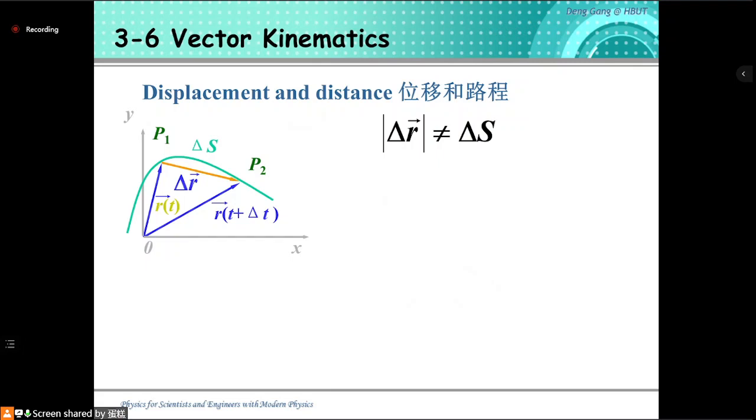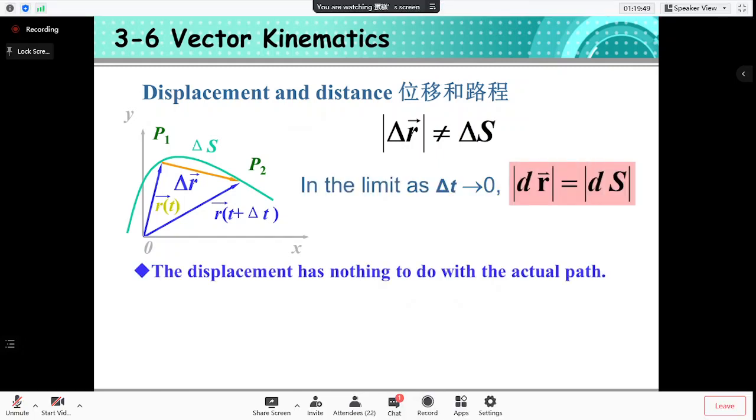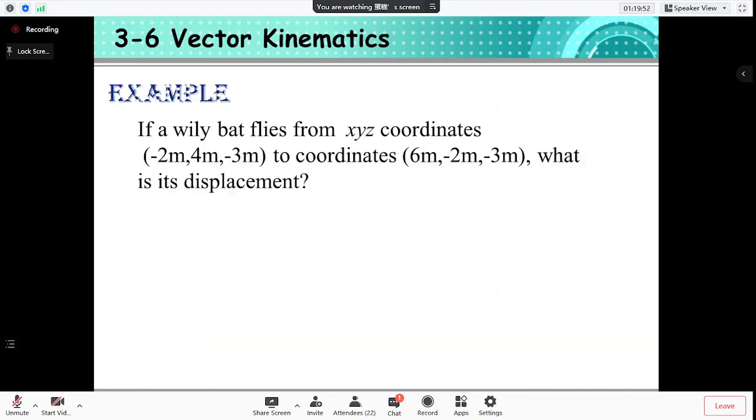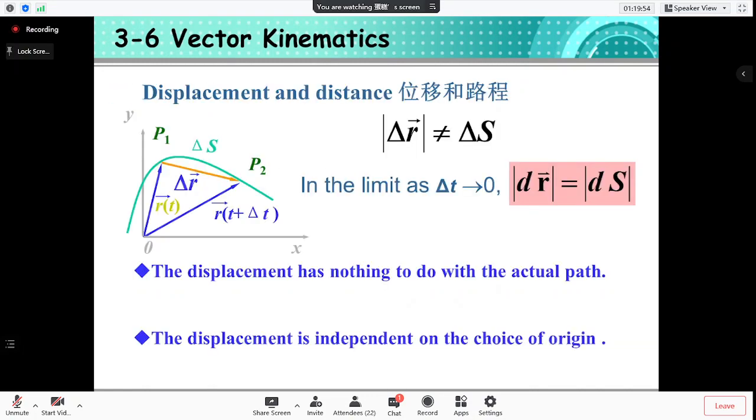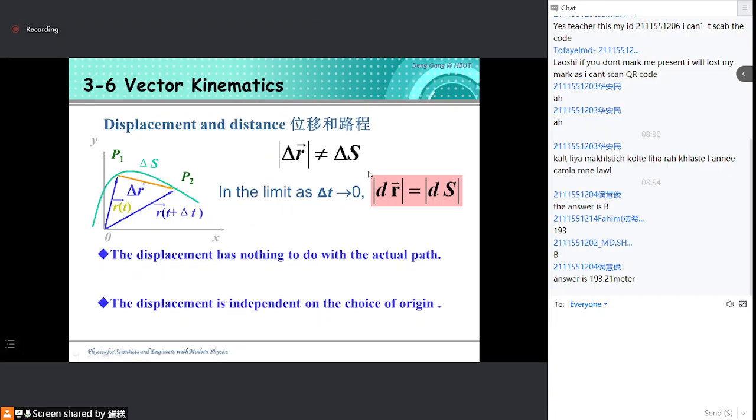And just like what we did in the previous chapter, we need to define displacement and distance. Displacement does not equal distance. But there is another very special case, when delta t, the time interval, approaches zero. It means in a very, very short time, these two can be the same. But usually they are not the same.